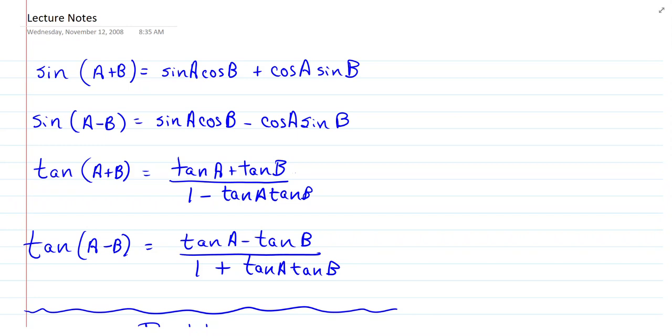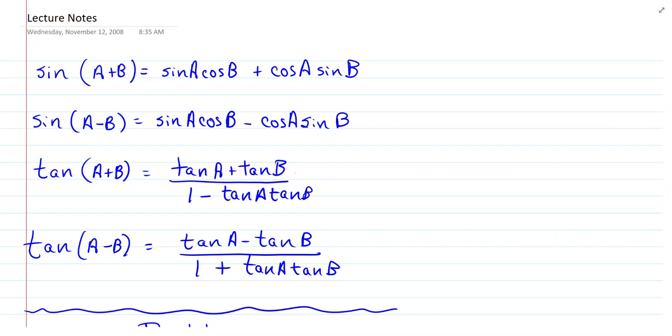In 5.4, we get the sum and difference formulas for sine and for tangent. Again, you're probably not going to memorize those, but you need to reference them and then know how to use them. So for sine A plus B, it's sine, cosine, cosine, sine. There's a plus and then a minus. The sign matches, so that plus matches that.